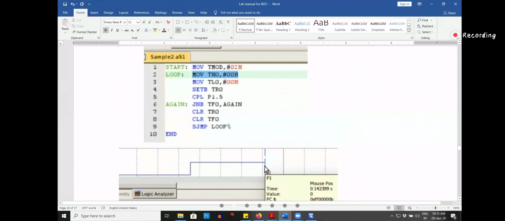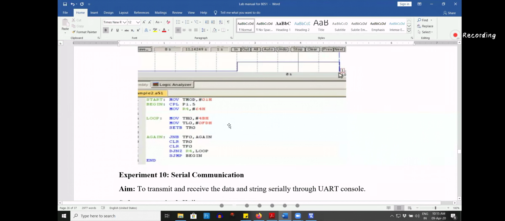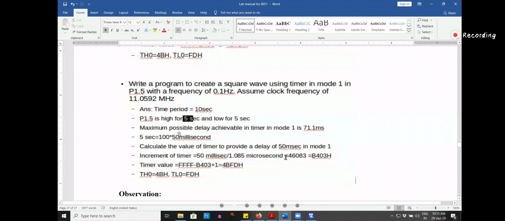See how to do that. For a 50 millisecond delay, you will give the TH1 value and the TL value. That is sure. Now you have to repeat that 100 times. So you need to put this in a loop, in such a way that the loop will run for 100 times.